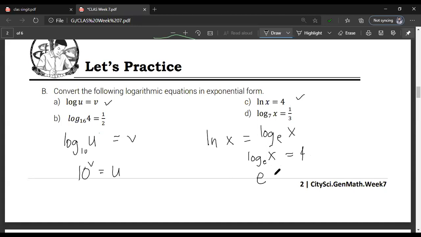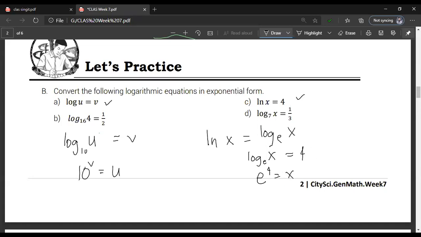Ano sunod? Ano yung exponent na raised to natin? 4 po. Okay, four. Very good. That is e raised to 4 equals, of course, ano yung natira? X. e raised to 4 equals x.